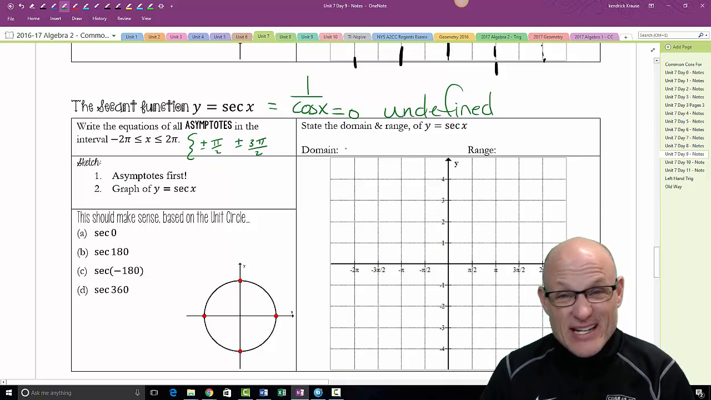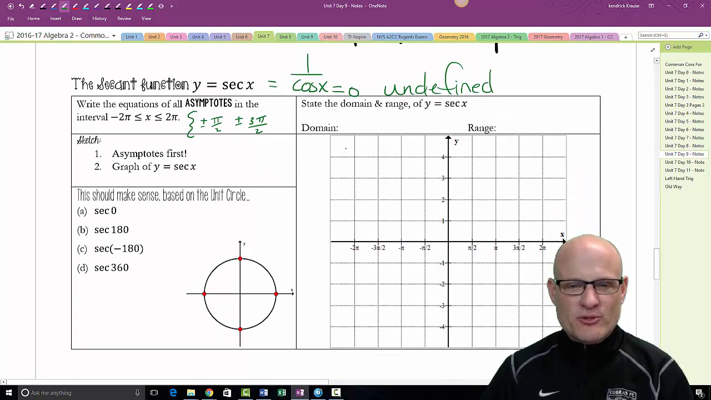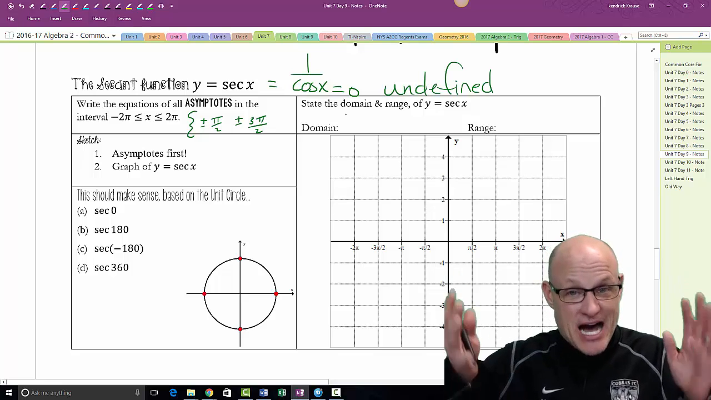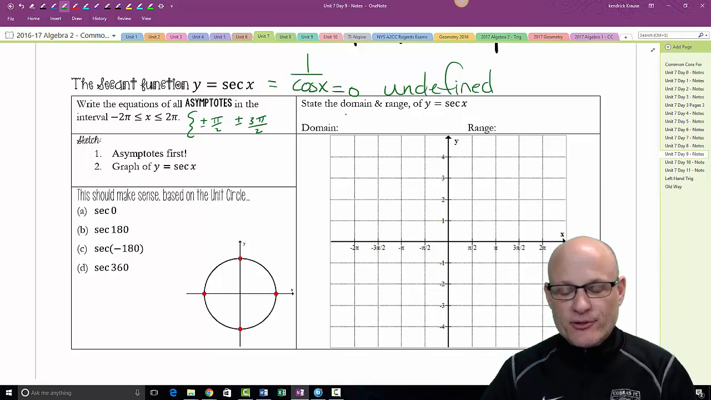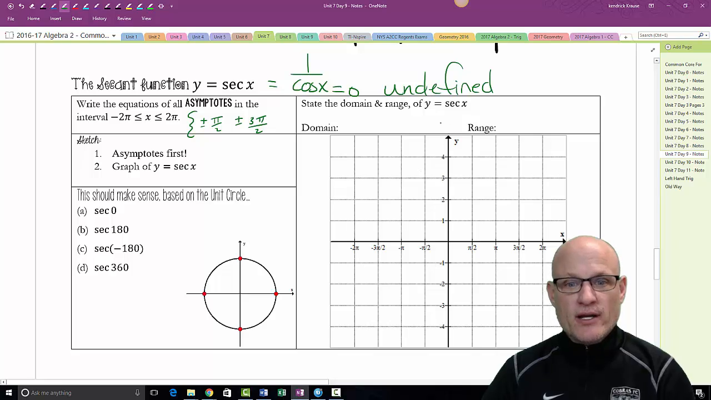And every odd multiple of pi over 2, which makes the domain really hard to write. It's really negative infinity to positive infinity, except the odd multiples of pi over 2. I don't even know how you write that. The odd multiples would be 2n plus 1. The actual answer would be x is in the set of all reals such that x cannot equal 2n plus 1 times pi over 2, where n is the set of all integers.